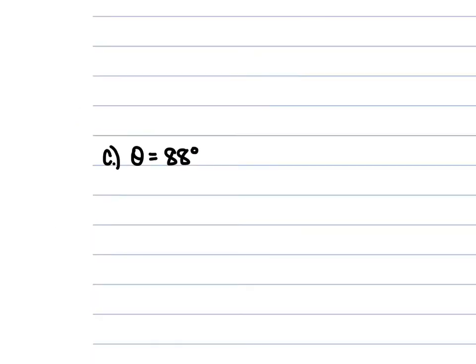For example C, we have 88 degrees. So we're going to start by adding the 360. 8 and 0 is 8. 8 and 6 is 14. 1 and 3 is 4. So that's 448 degrees. From here, we're also going to subtract 360.